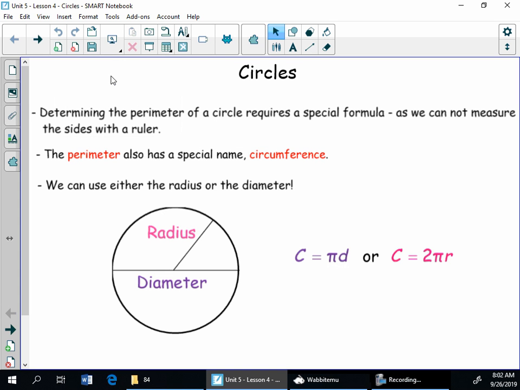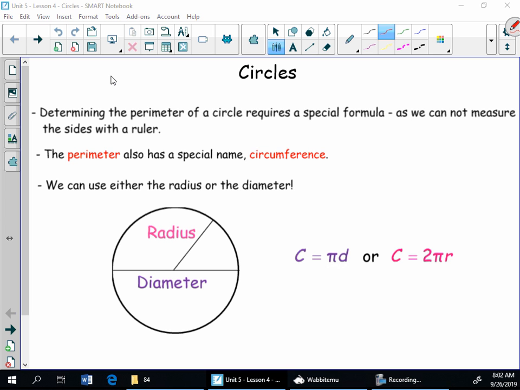Today we're going to take a look at circles. It's the only other shape on our formula sheet we haven't talked about yet. We've done sort of all the ones with straight edges. Let's take a look at the ones with the round edges. So we'll start with perimeter. Perimeter of a circle requires a special formula because you can't really measure it.